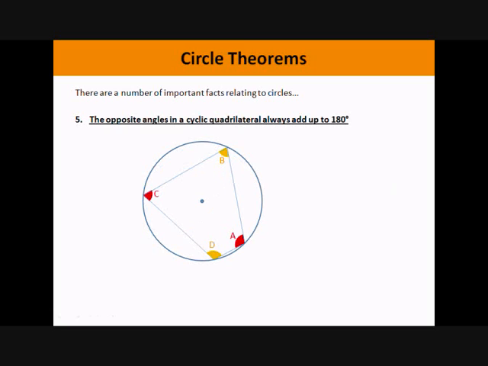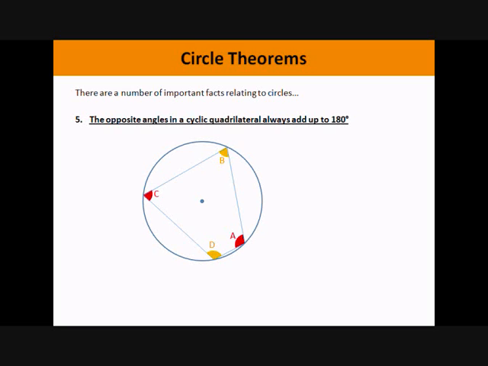Okay, number 5. The opposite angles in a cyclic quadrilateral always add up to 180 degrees. A quadrilateral is a four-sided shape, and a cyclic quadrilateral is a four-sided shape where all the corners, all the vertices, to use the proper word, lie on the edge of a circle. So this is a cyclic quadrilateral here because the 4 points A, B, C and D are all on the edge of a circle.